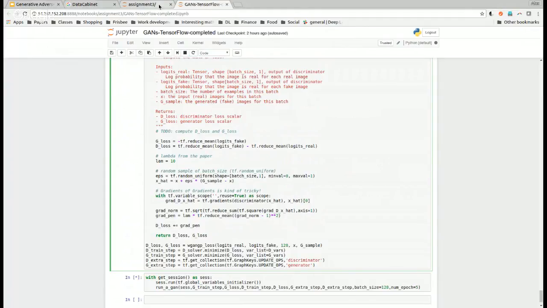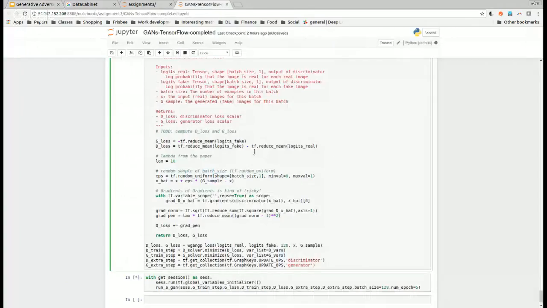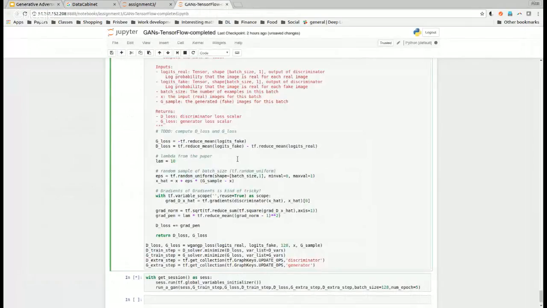It's not actually fake logits, but they shouldn't have called it that. So here it's maximizing D(G(z)), and the average over logits fake is just the D(G(z)). I think the signs are reversed here, but this is the average of logits real, or the expectation of D(x), and here is the minus expectation of D(G(z)), just like before. So you don't even have to do cross entropy. All you have to do is just average it.